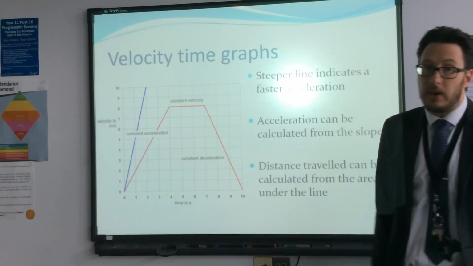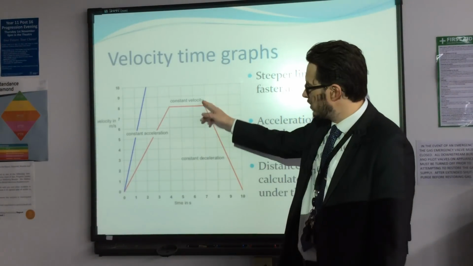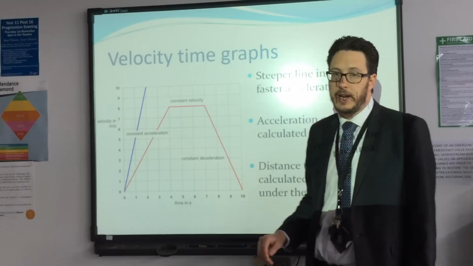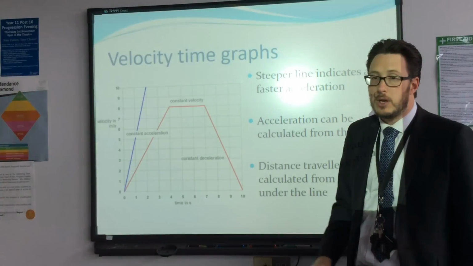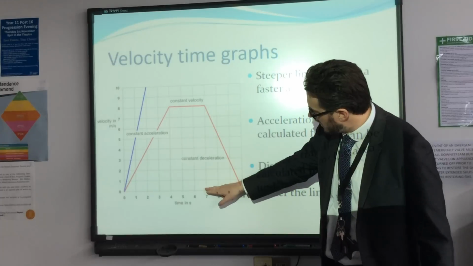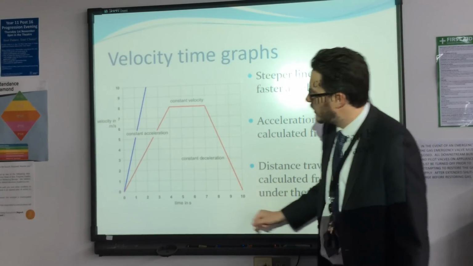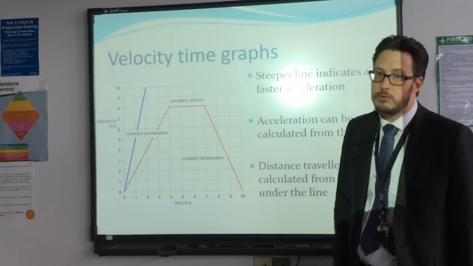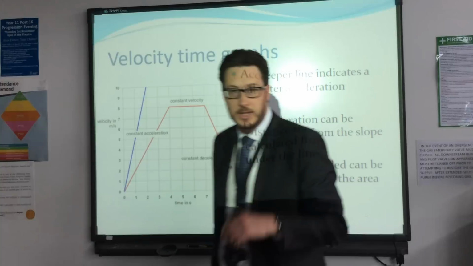If the line goes down, it doesn't show that the object is returning to where it started. It shows that the object is decelerating because the velocity is going from 8 meters per second back down to 0, and it ends up at 0. And it takes, this time, 3 seconds to do that. So it has decelerated quicker than it accelerated on this red line. It will be 8 divided by 3 in that instance for the deceleration.